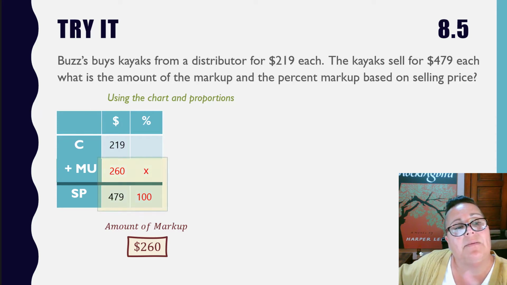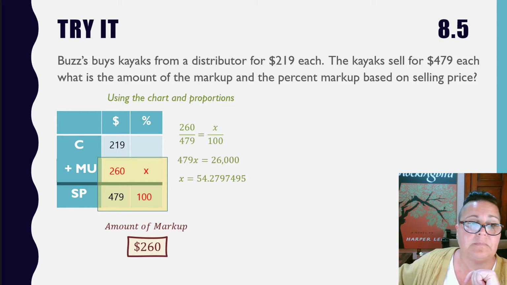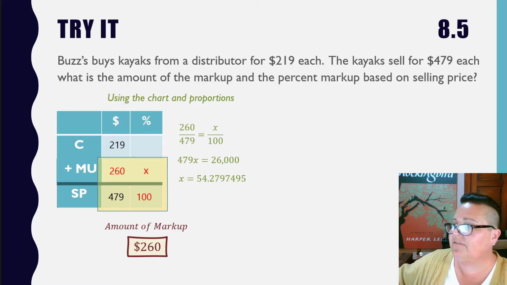I can see that the bottom 4 spaces I can use to set up a proportion. So I can do 260 over 479 is X over 100. I can cross multiply this to get X is 54.2797495, and I've got my value of X. Now, I can also do this using the formulas.